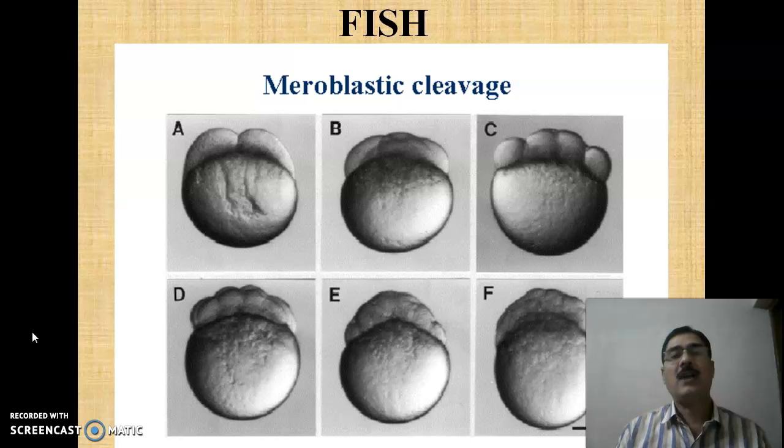As you can see in this slide, beginning from A, B and ending up to F, only the active cytoplasm is participating in the cleavage and hence it is known as meroblastic cleavage. चूंकि यहाँ पर केवल सक्रिय कोशिका द्रव ही विदलन में भाग लेती है, अतः इसको अंशभंजी विदलन कहा जाता है.